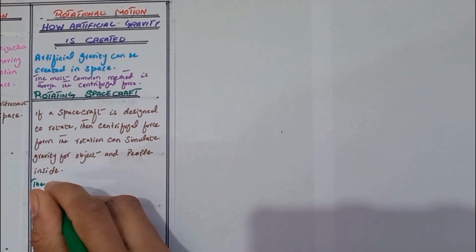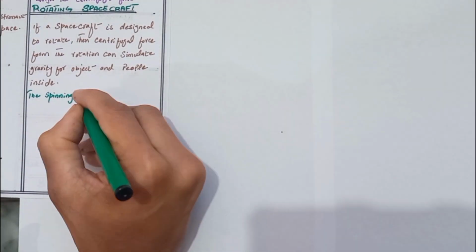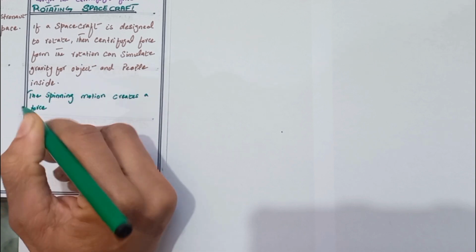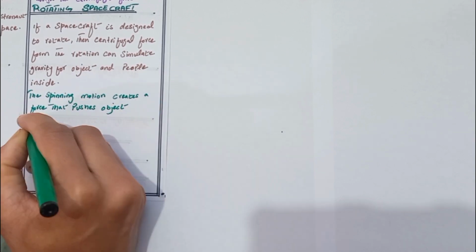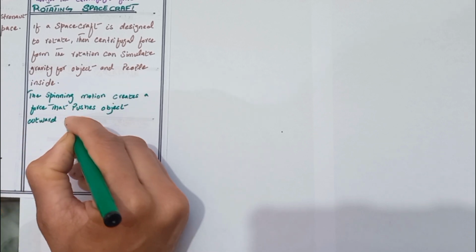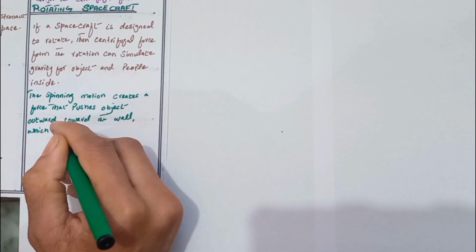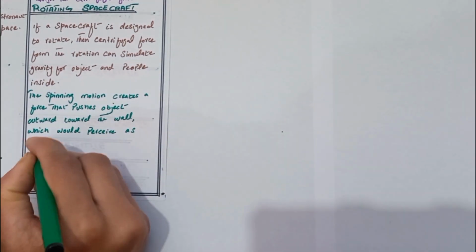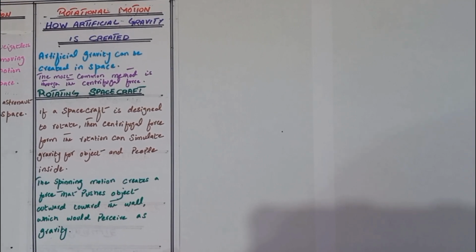The spinning motion creates a force that pushes objects outward toward the wall, which they would perceive as gravity. It is all about how artificial gravity is created. The first method that is used is the rotating spacecraft.